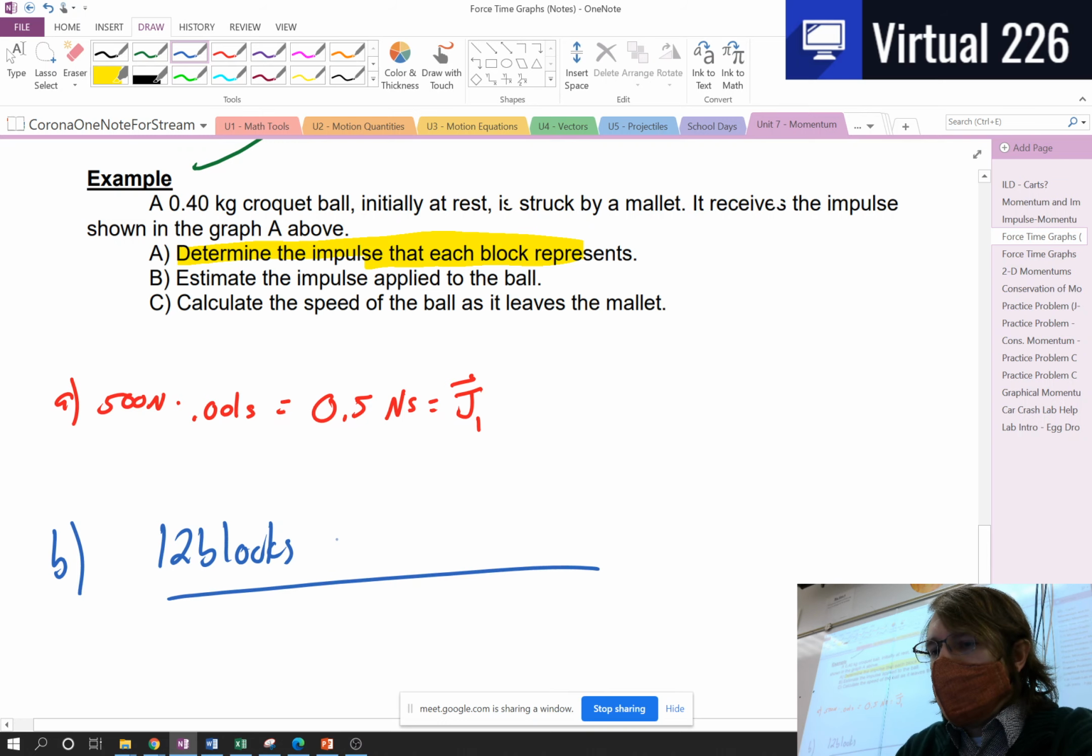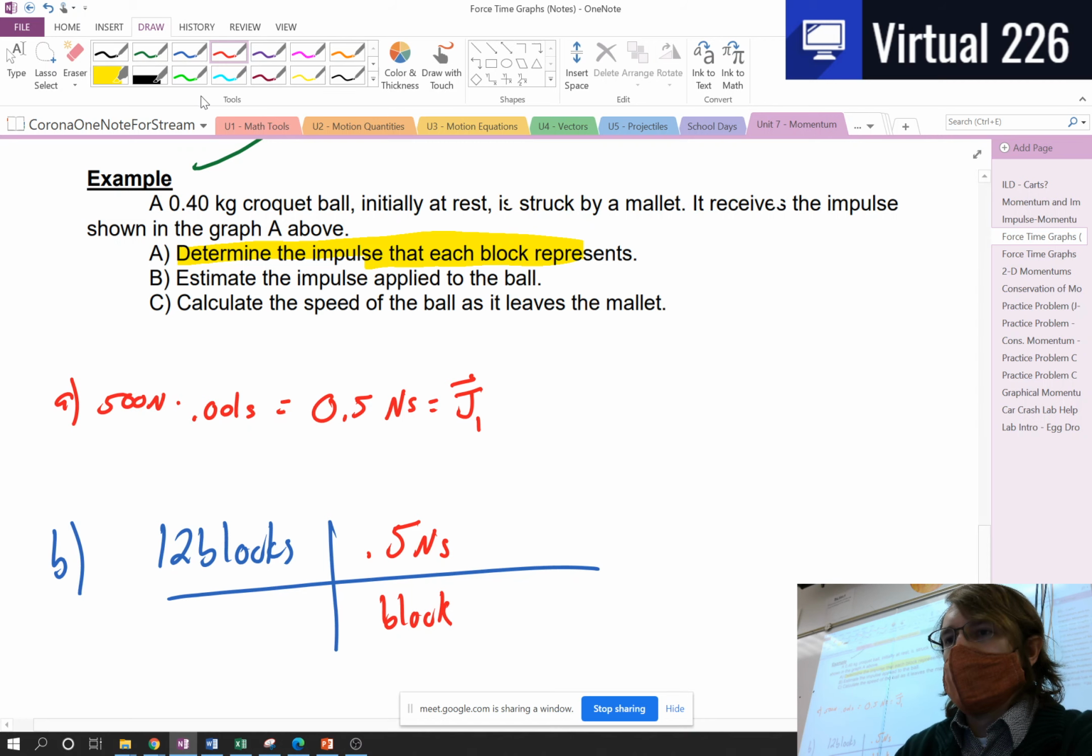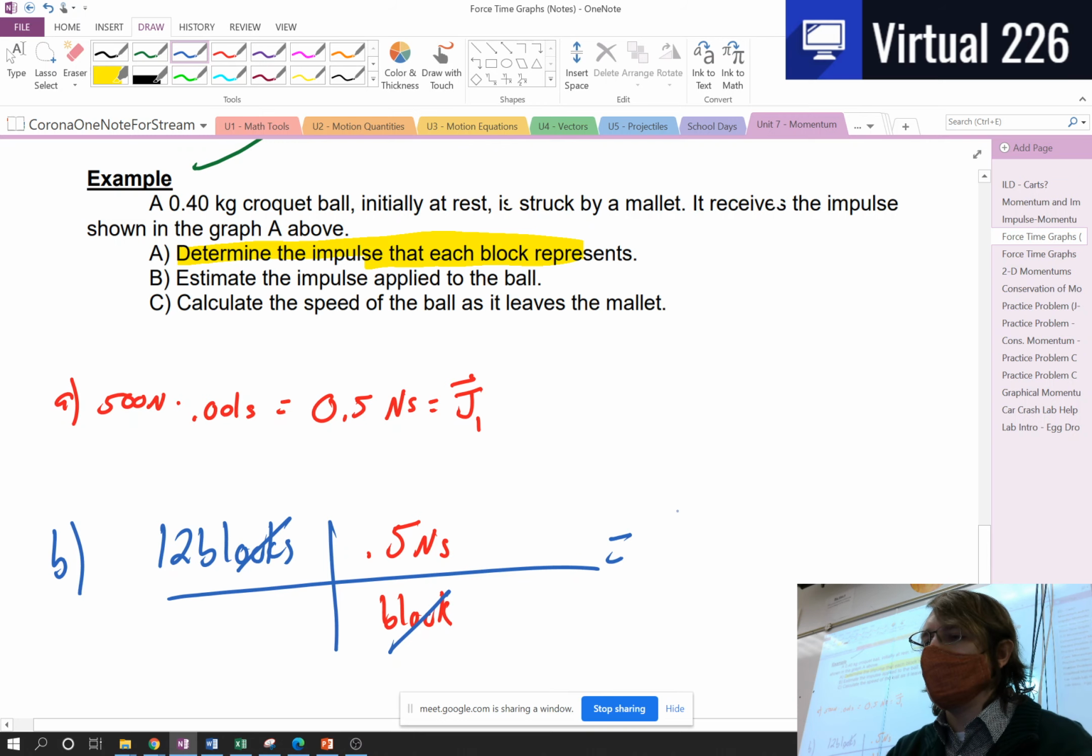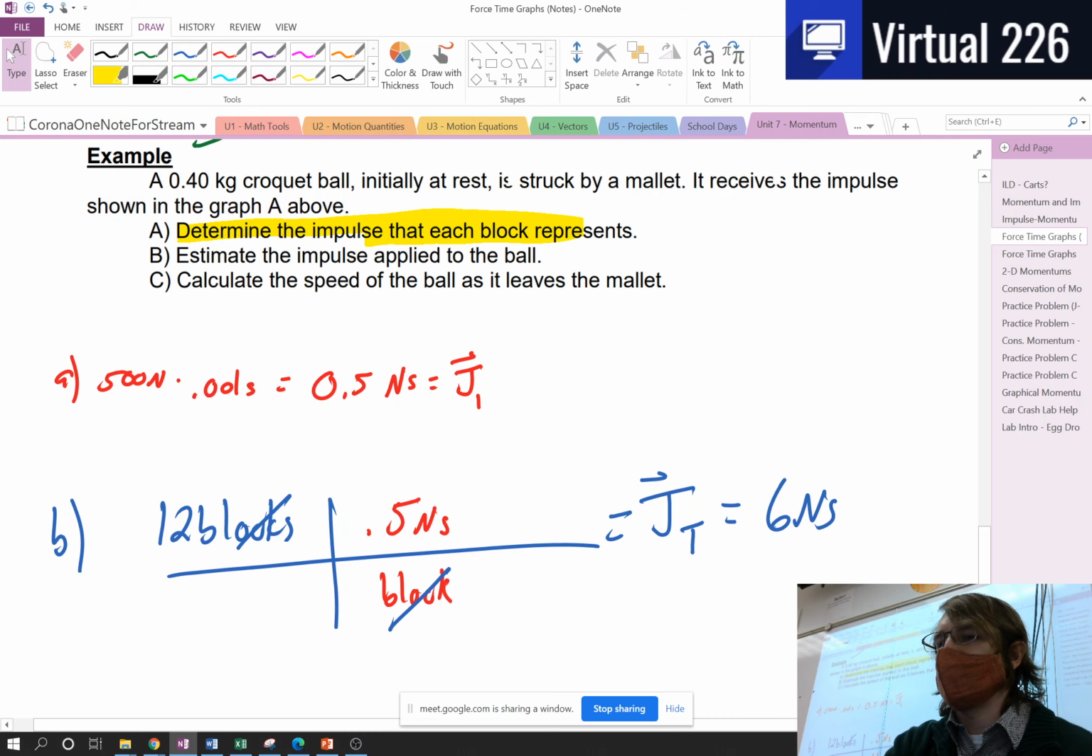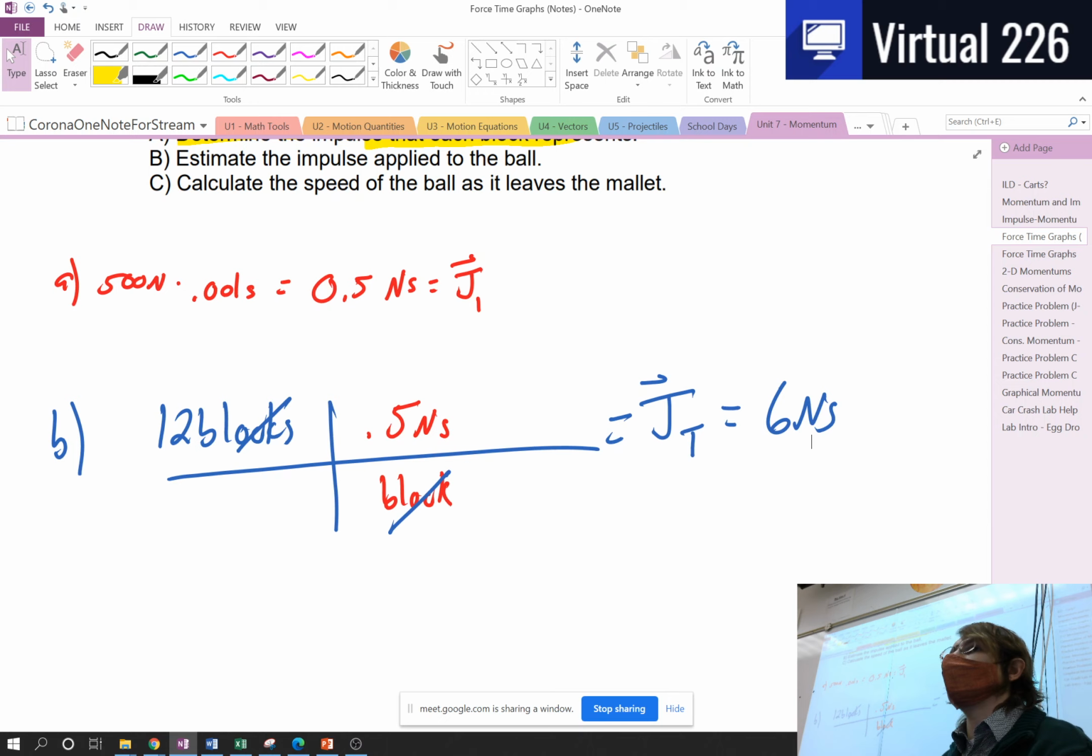And we know that our impulse is 0.5 Newton seconds of impulse per block, right? We quickly notice that our blocks go away, and now we just have a total impulse applied to the ball. So our total impulse applied to this croquet ball is 12 times 0.5, or half of 12, which is just 6 Newton seconds. So that's not too crazy, right? We feel pretty good about that.